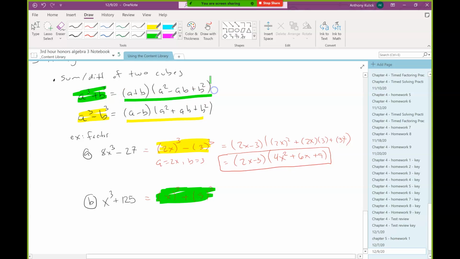So now I can just plug in my values for A and B into my pattern. So I have x plus 5 times x squared minus x times 5 plus 5 squared. And if I clean that up, I get x squared minus 5x plus 25.